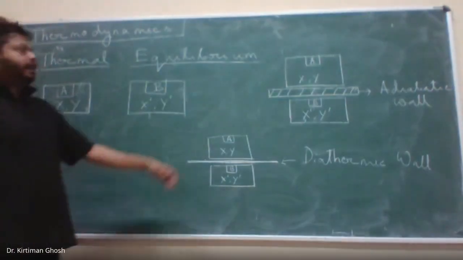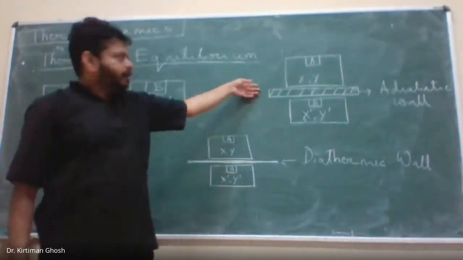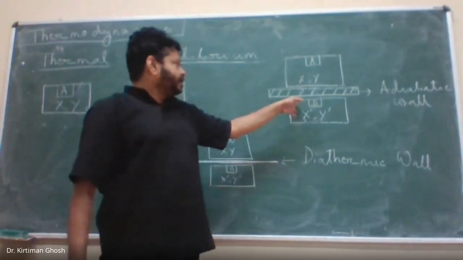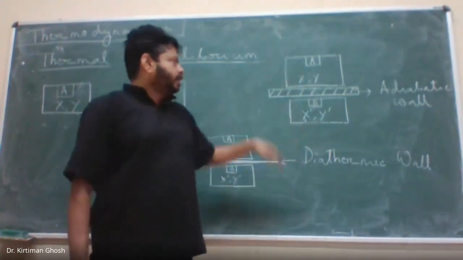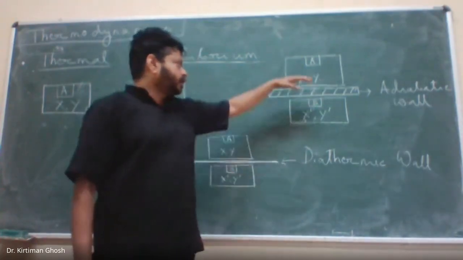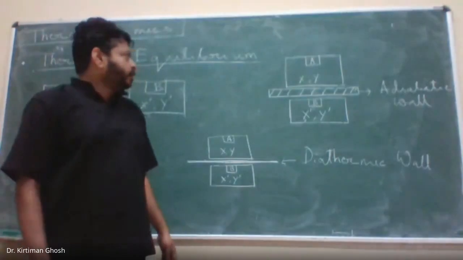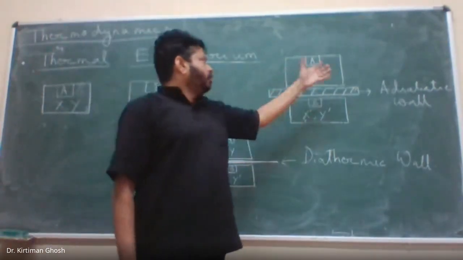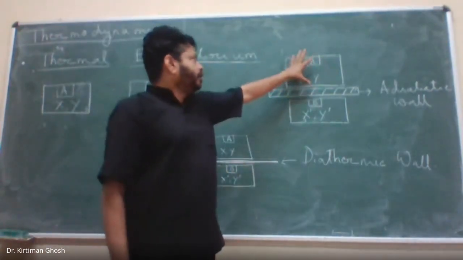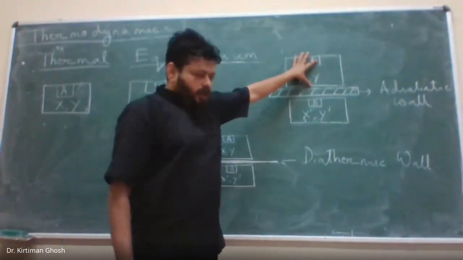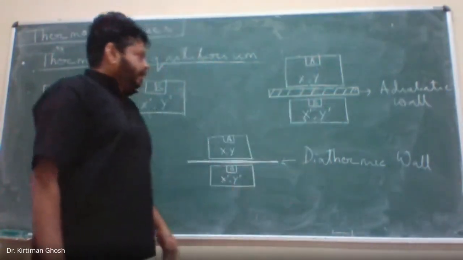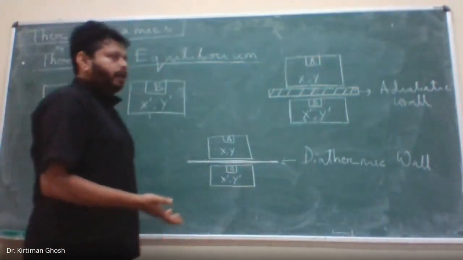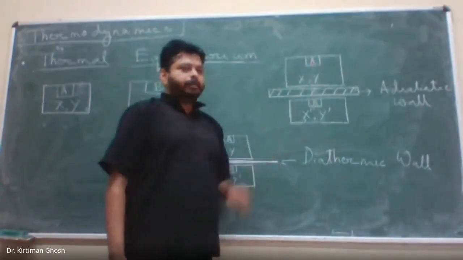Now what will happen in this case? In this case, system A and system B are placed in contact with each other through an adiabatic wall, so thermal interaction is not happening between them. So they will not change. They will be in equilibrium. System A is in its equilibrium state, system B is in its equilibrium state, and they will continue to remain in their respective equilibrium states.